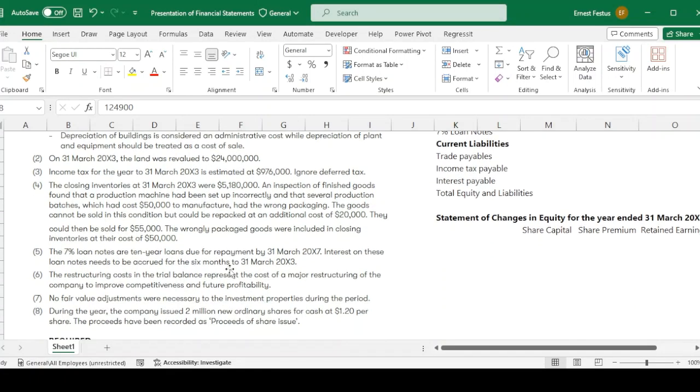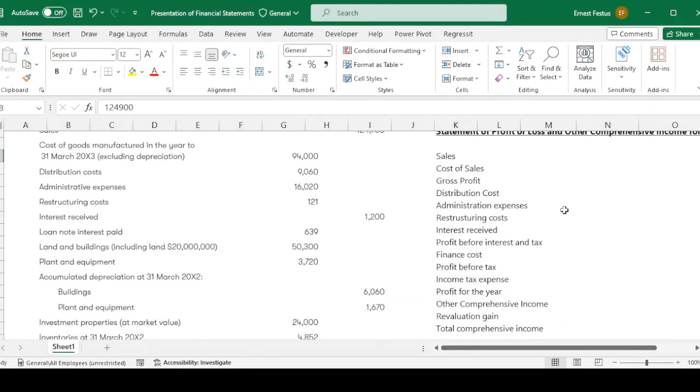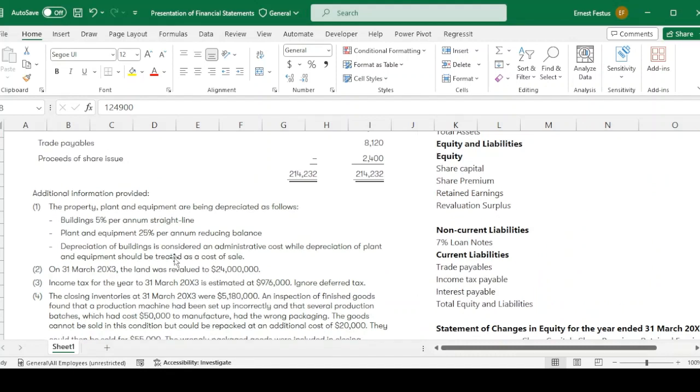Okay. So those are some of the adjustments we need to make to our statement of cost of sales to be able to arrive at our cost of sales. And then also, we have been told that the depreciation of buildings is considered as an administrative cost, whilst depreciation of plants and equipment should be treated as a cost of sale item. So the cost of sale has also been affected by depreciation.